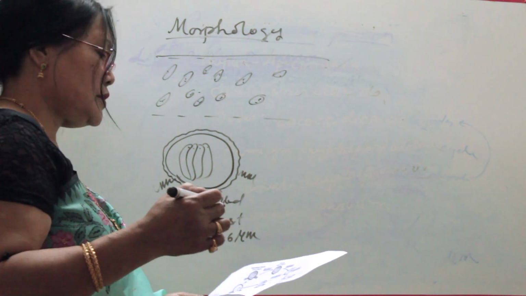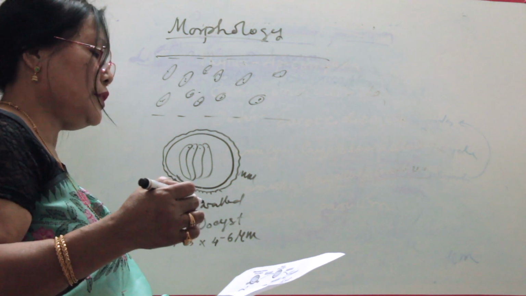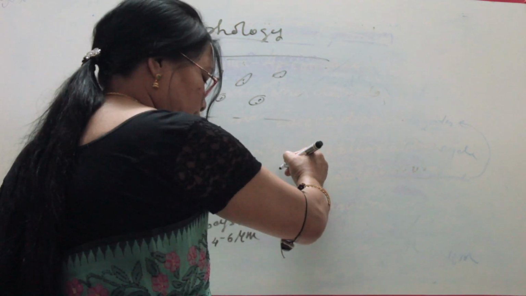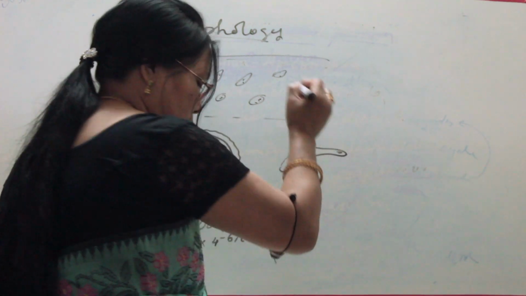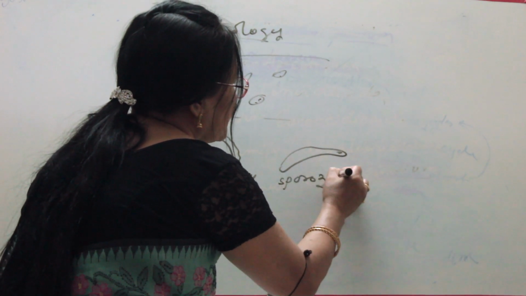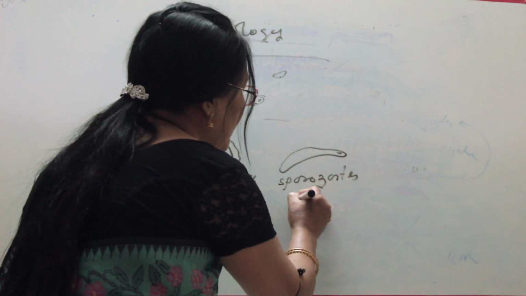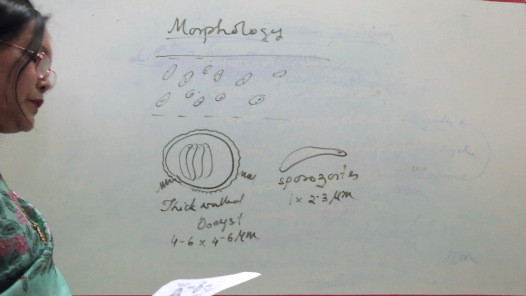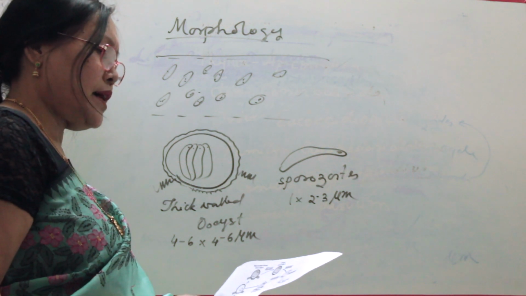Then the next morphological structure which enters inside the body of their definitive host is the sporozoite. The sporozoites are usually elongated, with a diameter of 1 by 2.3 micrometers. This is another stage of these protozoan parasites.